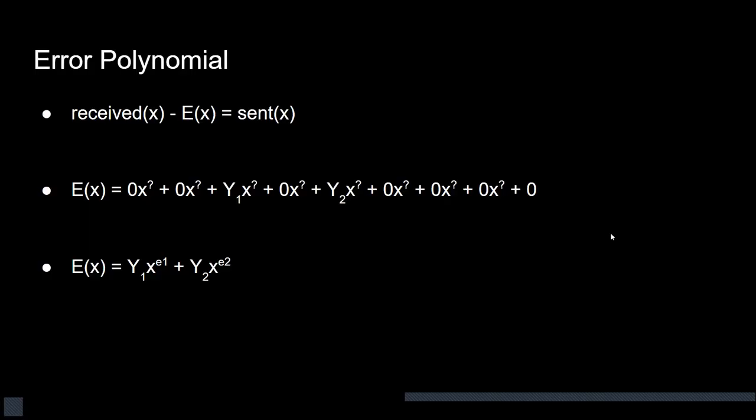First, though, we find a new polynomial, the error polynomial. We denote this as e of x. The error polynomial we subtract from the received polynomial to receive the sent polynomial.